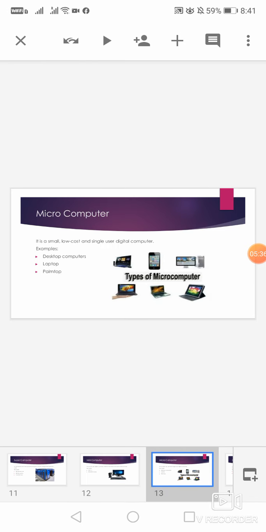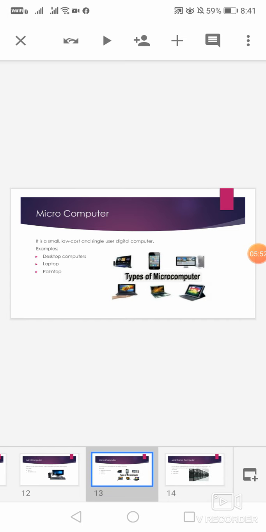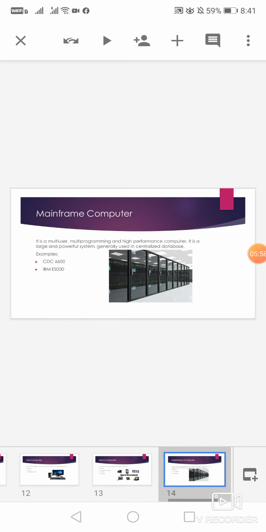A microcomputer is a low cost device which is smaller, and a single person alone can use this device. That is what we normally use in our everyday life, like desktop computers, laptops, and palmtops, which is nothing but a tab. All of these are examples of a microcomputer.